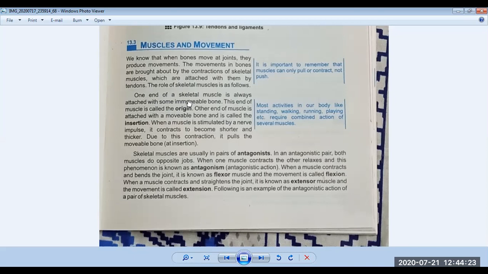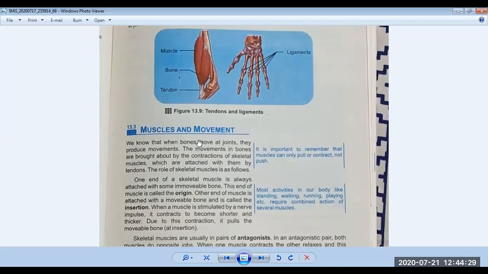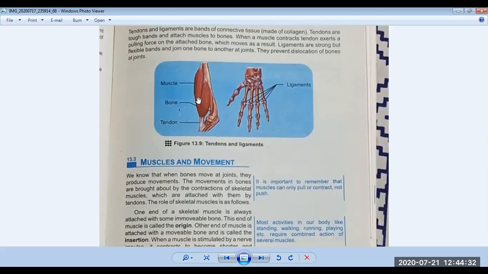When we talk about a muscle, if you see this diagram, we discussed that muscles are attached with bones with the help of tough bands which are called tendons, and always one end of a muscle, you can see this is another end of a muscle, one end of a muscle is always attached with the bone which is immovable. We can see this part of the bone is immovable, but this part of the bone is movable. So this point is called origin. This part of the bone is called origin.